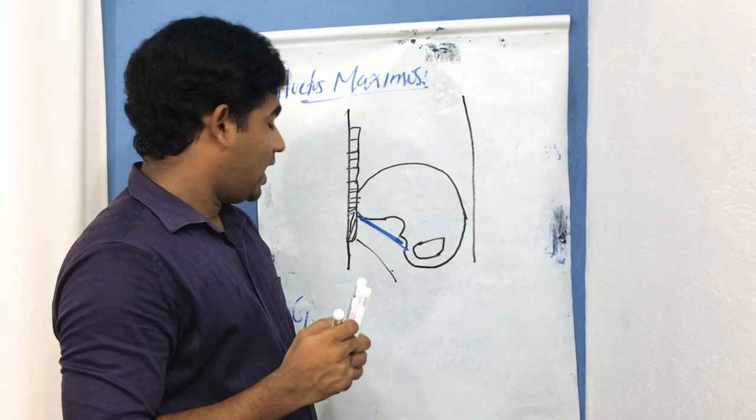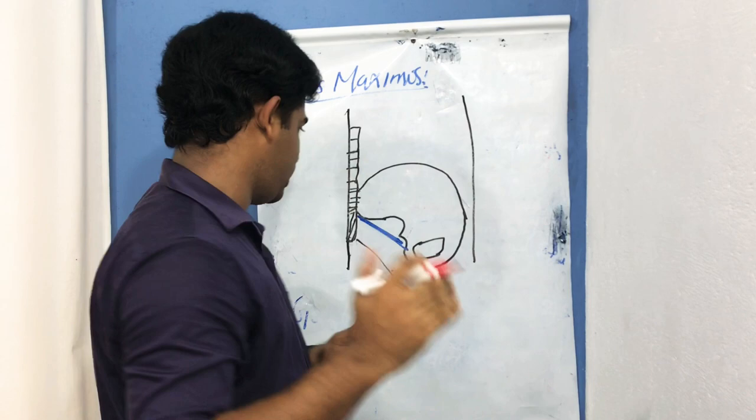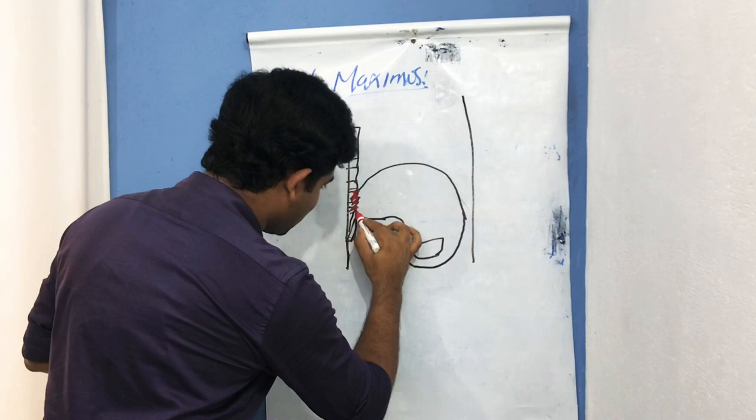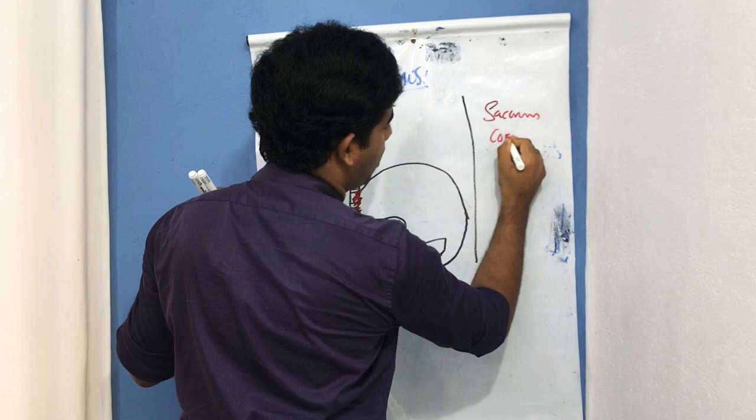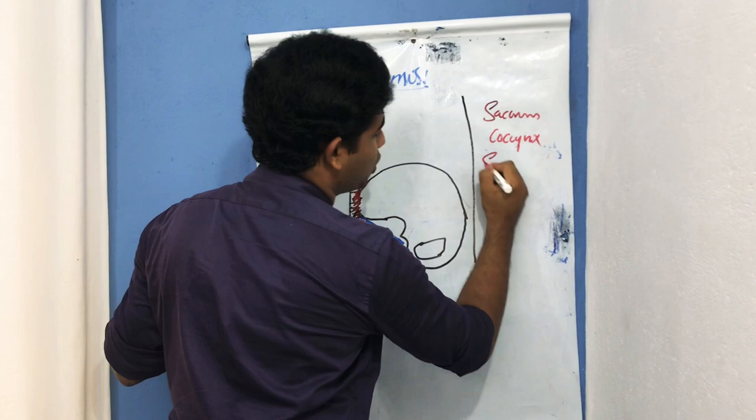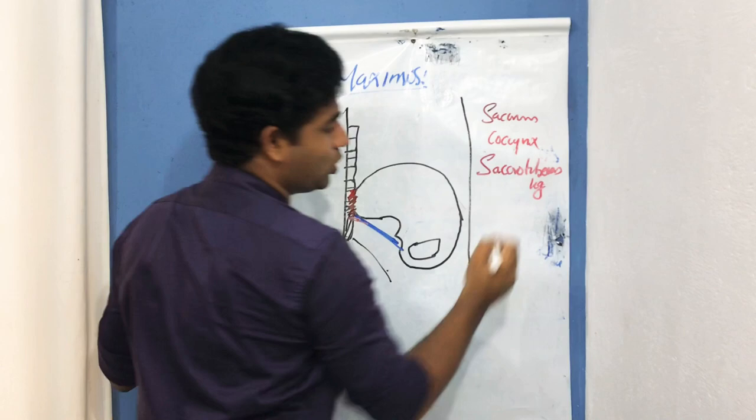I told you it is a large muscle, so it will have a large origin. It arises from some part of the sacrum. Very good. It arises from the coccyx. So one is the sacrum, second one is your coccyx. Now, here you have this ligament, the sacrotuberous ligament. So it arises from three areas. Now what is this area? This is the ilium. This is a pelvic bone.